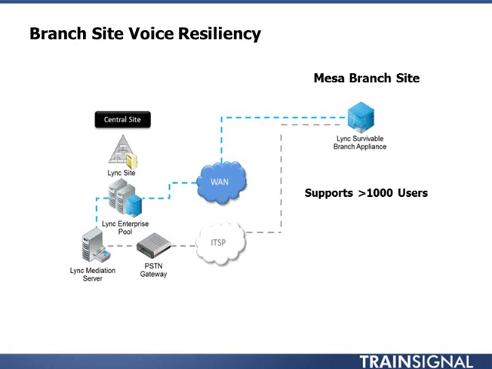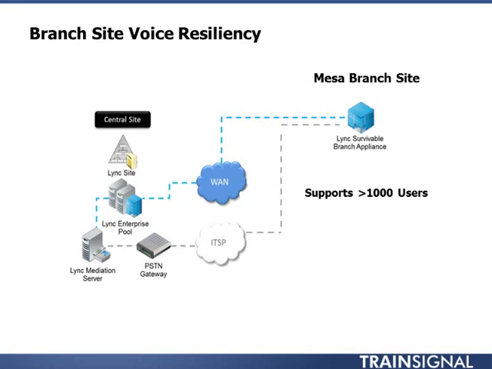Another example of an outage would be if our branch site has a survivable branch appliance that were to go down. If I have a survivable branch appliance in Mesa, and it's providing the ability for clients to register and authenticate, if the SBA were to go down, the clients in Mesa will route across the WAN link and register with the pool over in Scottsdale.